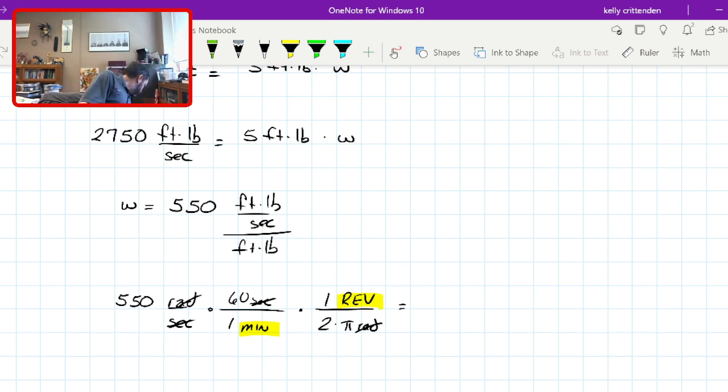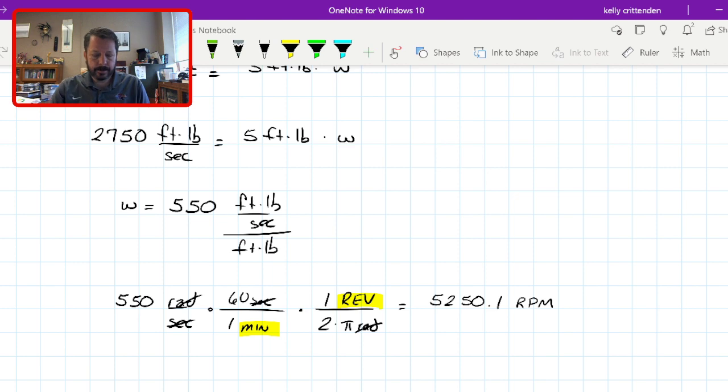Let's break out the old calculator. All right, so we've got 550, and we need to multiply by 60, then divide by 2 and divide by pi. Where's pi? Well, 5250.1 RPM, revolutions per minute. So about 5,250 RPM, which is pretty fast, you know.